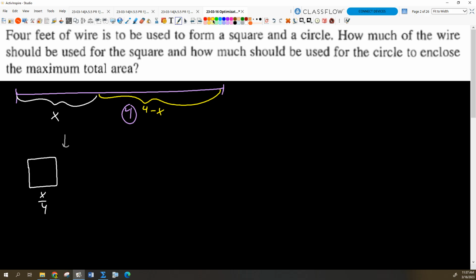And then over here, we've got our circle, right? And what's the perimeter of our circle there? 4 minus x. So the perimeter is 4 minus x, or the circumference, I should say. The circumference of our circle is 4 minus x. So what's the radius then? What's circumference equal to?